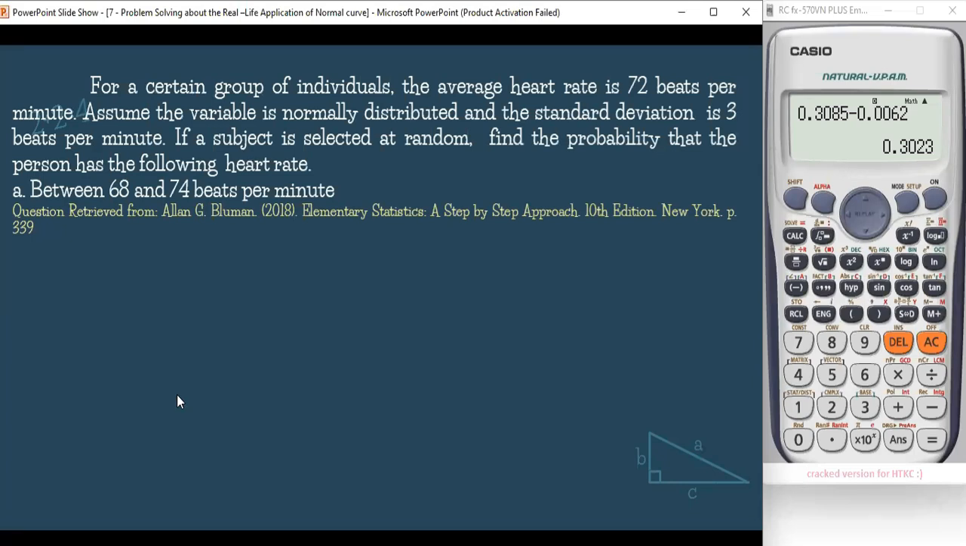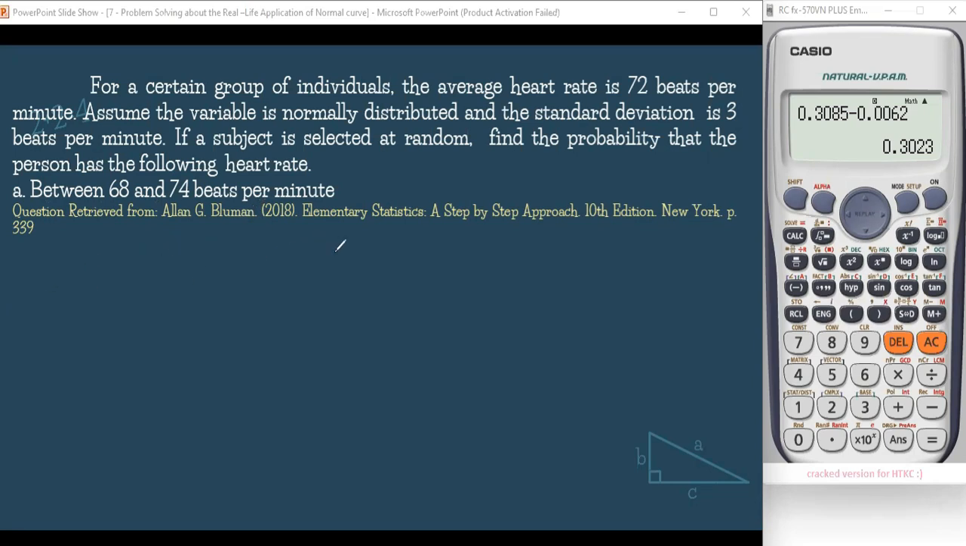Okay, how about this one? For a certain group of individuals, the average heart rate is 72 beats per minute. Assume the variable is normally distributed and the standard deviation is 3 beats per minute. If a subject is selected at random, find the probability that the person has the following heart rate. So this time, between 68 and 74 beats per minute.